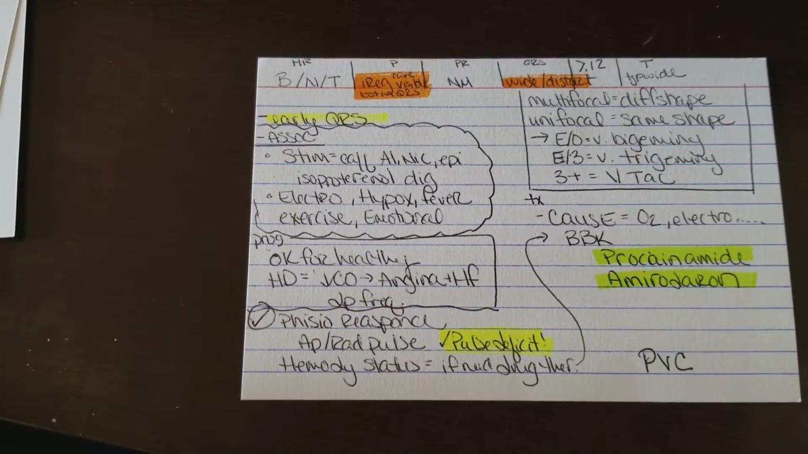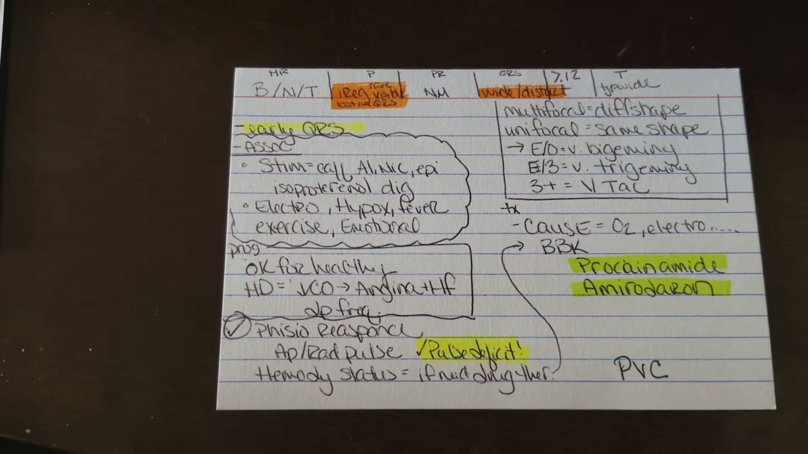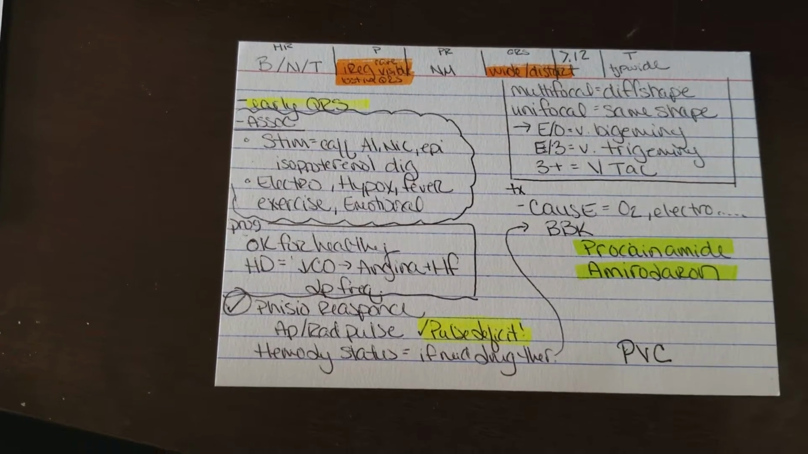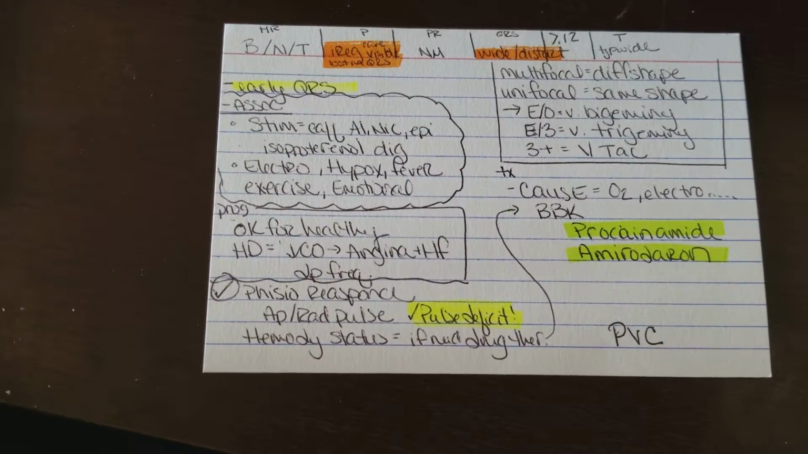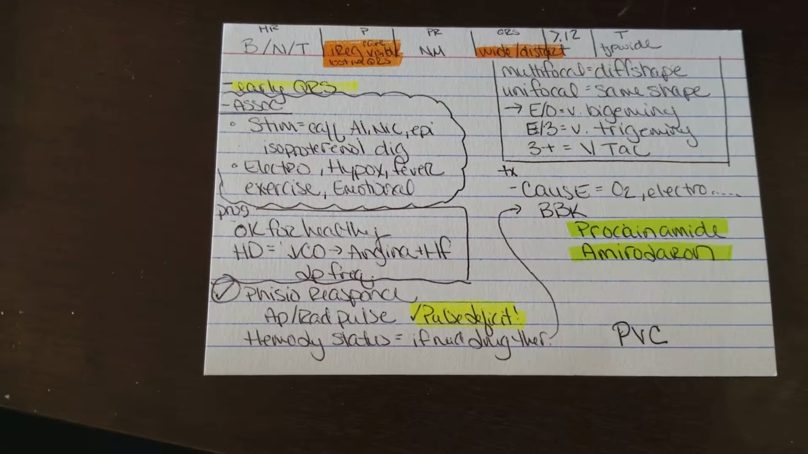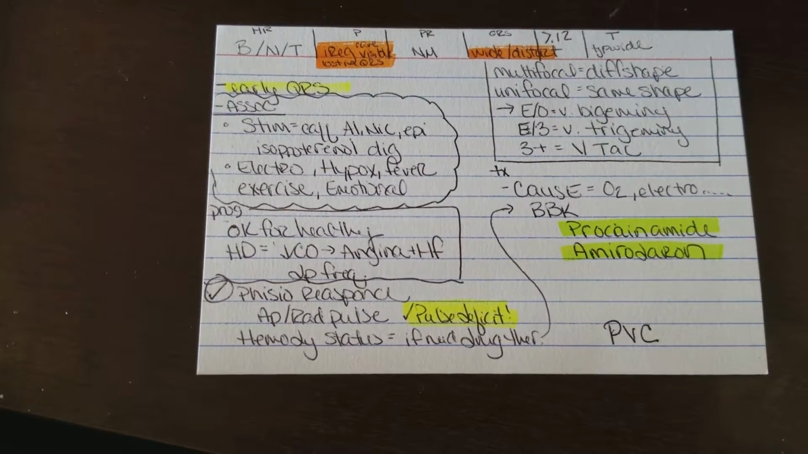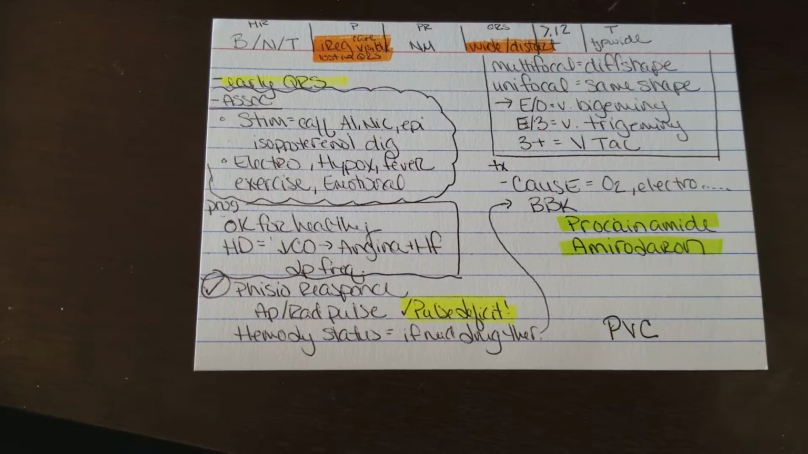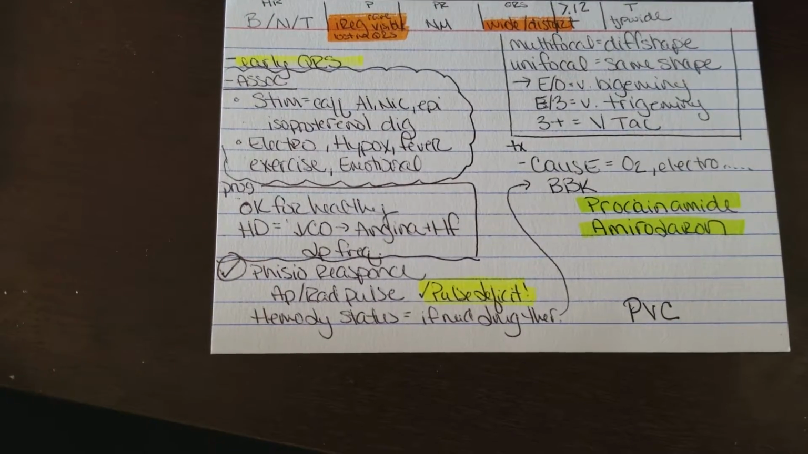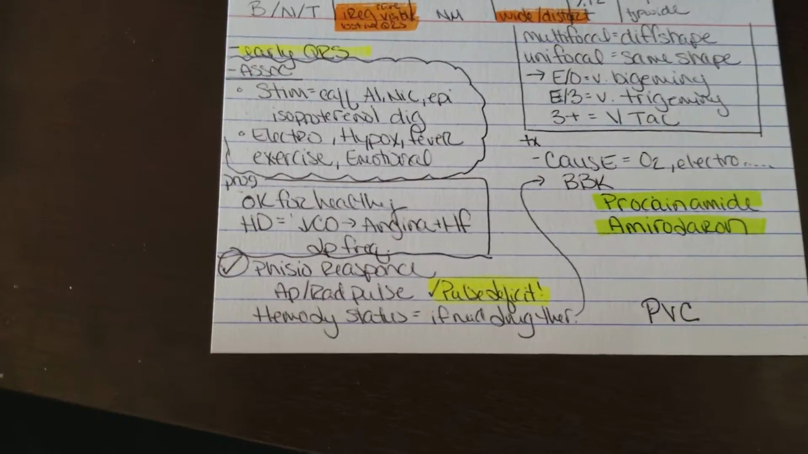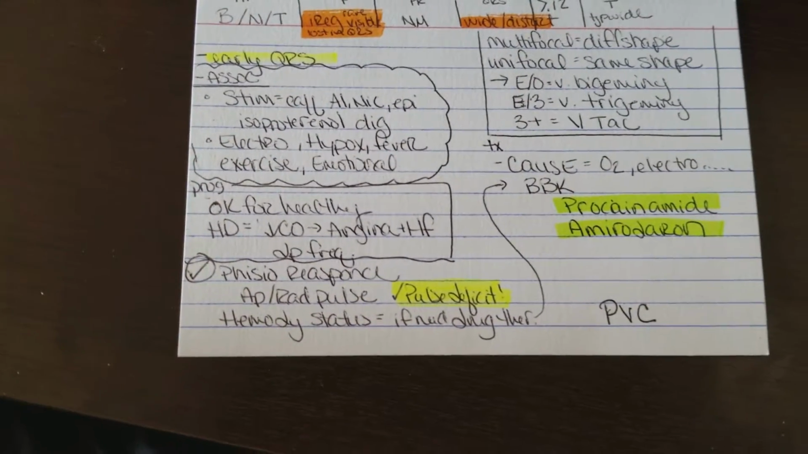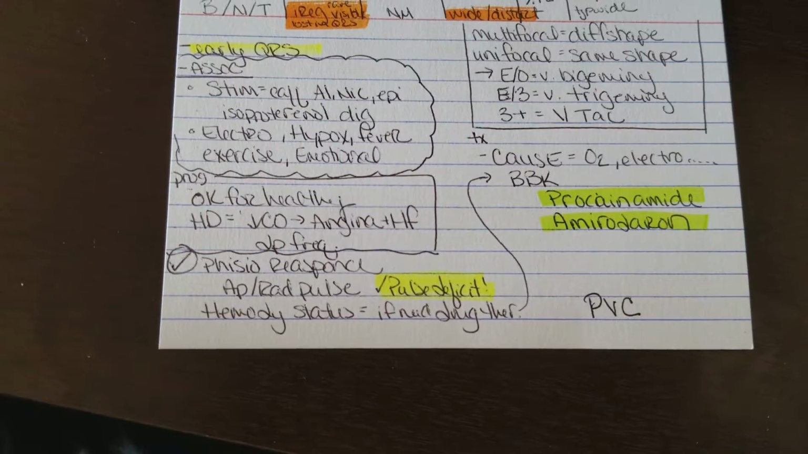that is VTAC. An early QRS is basically the sign of this, and it's typically followed by a pause. It's typically associated with stimulants like caffeine, alcohol, nicotine, epinephrine, isopropanol, or digitalis, electrolytes, hypoxia, fever, exercise, emotional stress. The prognosis is okay for healthy people, but with heart disease, it's decreased cardiac output, therefore angina, heart failure, depending on frequency. And what you really want to check is their physiological response.